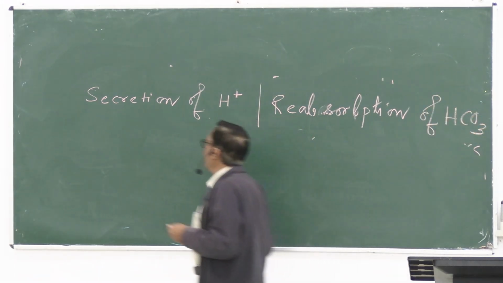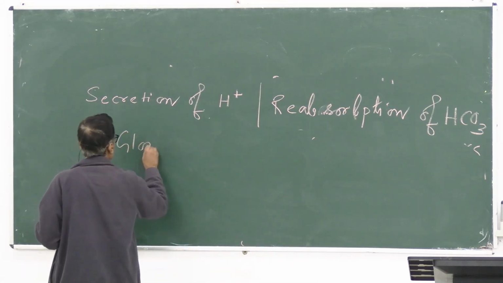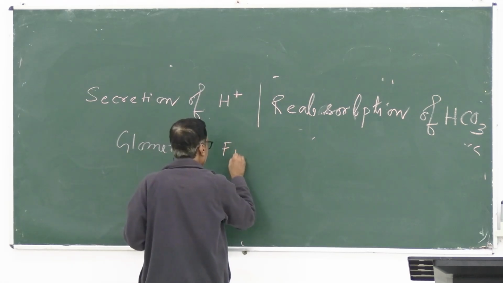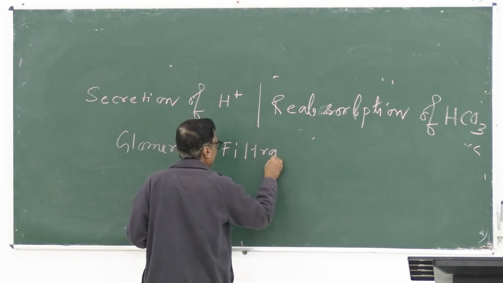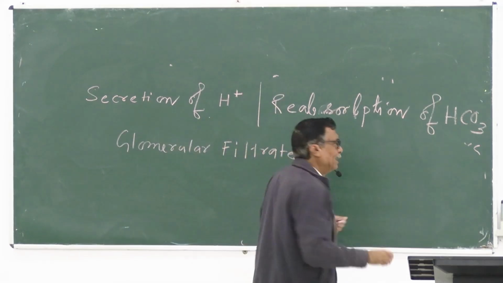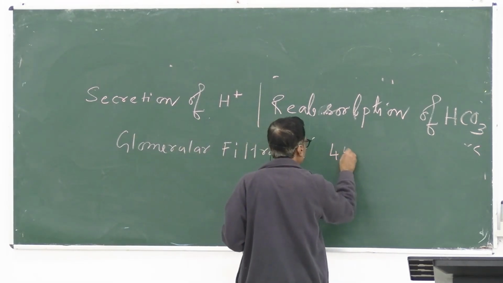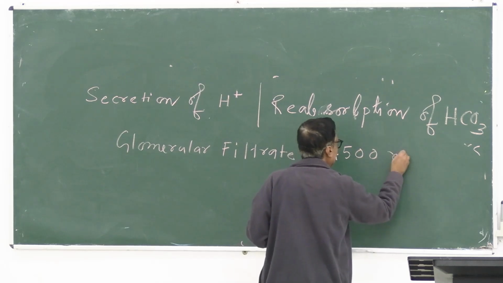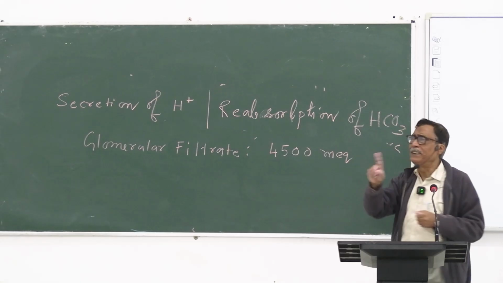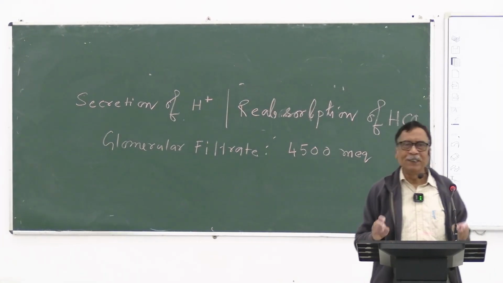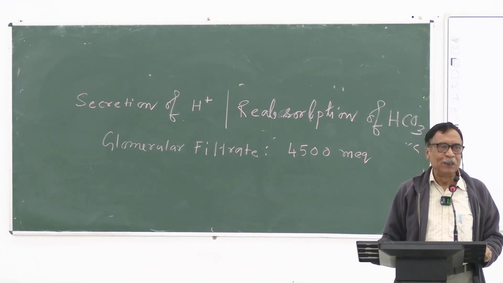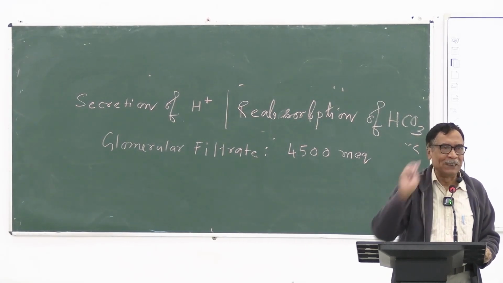Bicarbonate কতটা আছে গ্লোমেরুলার ফিল্ট্রেটে? ডেইলি bicarbonate filtrate আছে. The amount of bicarbonate appearing in the glomerular filtrate daily is 4500 milliequivalent. I am describing in quantity, not the concentration. So, when there is a quantity, unit will be the milliequivalent. When there is a concentration, unit will be milliequivalent per liter.